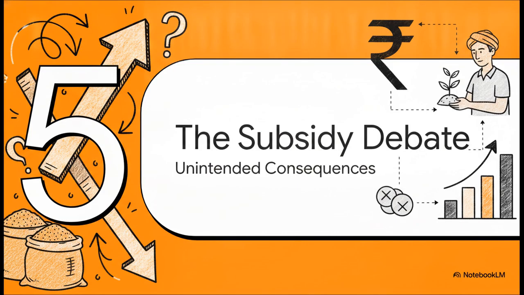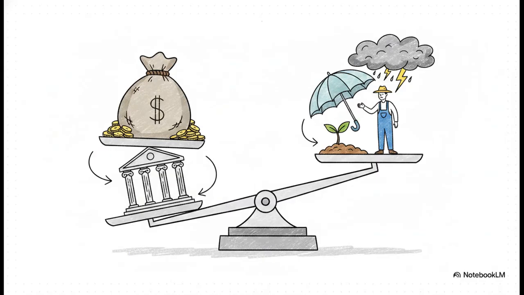And that leads us right into Section 5, the subsidy debate, and its unintended consequences. Remember how I mentioned those HYV seeds were crazy expensive and risky? Well, to convince farmers to actually take that gamble, the government stepped in with heavy financial subsidies, especially for things like fertilizers. But today, this has sparked a massive, entirely valid debate among economists. Do we keep them or scrap them?